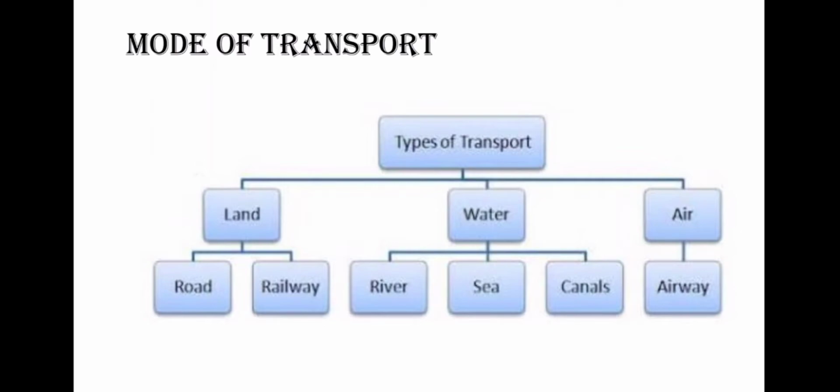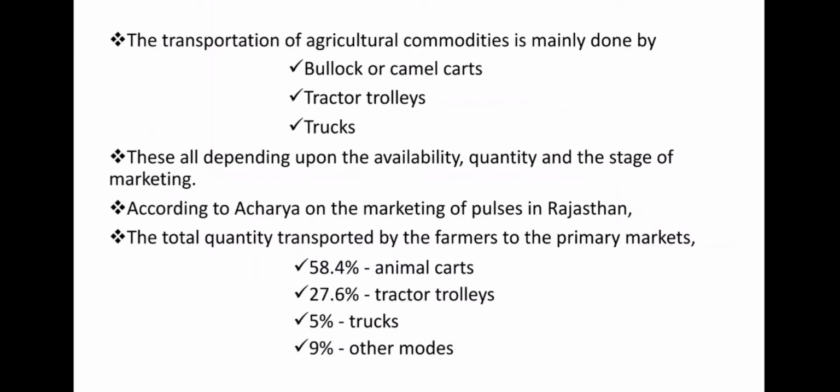In water, through rivers, seas and canals, ships are going on. In airway, the aeroplanes and helicopters. The transportation of agricultural commodities is mainly done by bullock or camel carts, tractor trolleys, trucks. They all depend upon the availability, quantity and the stage of marketing.